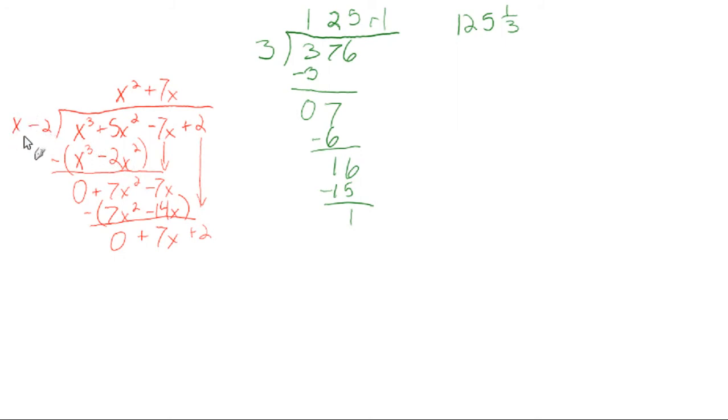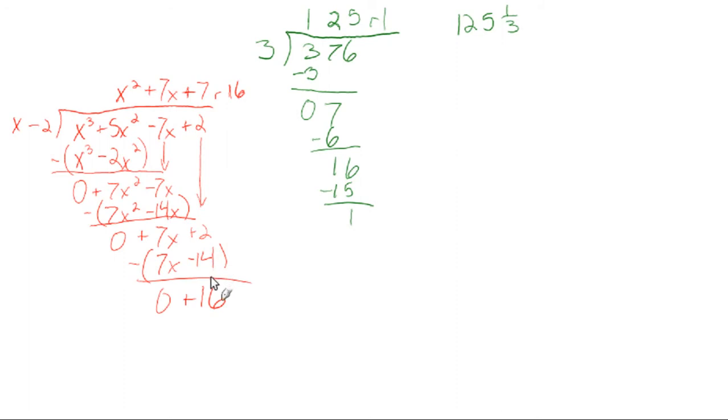What do we multiply x by to get 7x? We multiply it by 7. Okay, 7 times x minus 2, we're going to distribute it, but 7 times x first, 7x, and 7 times negative 2 is negative 14. Okay, and now we subtract everything here. 7x minus 7x is 0. 2 minus negative 14 is a positive 16. And there's nothing to bring down, so this is what we call the remainder. We're all done here. So we could say remainder 16.